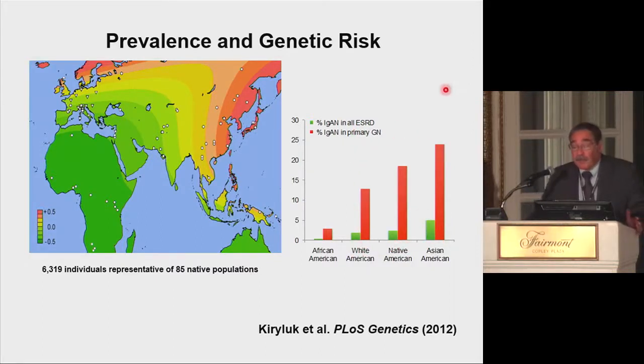So a lot of people would say, if somebody of Asian descent comes in with an episode of gross hematuria as a young person, hey, this is going to be IgA nephropathy. You can't do that yet. You need the biopsy. Nevertheless, you can make a guess.